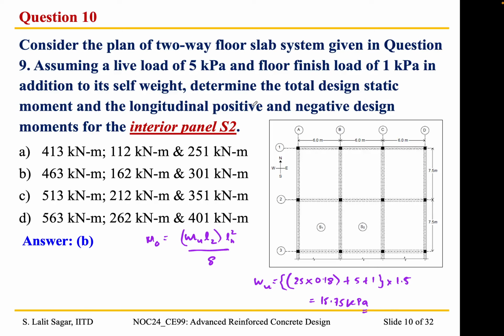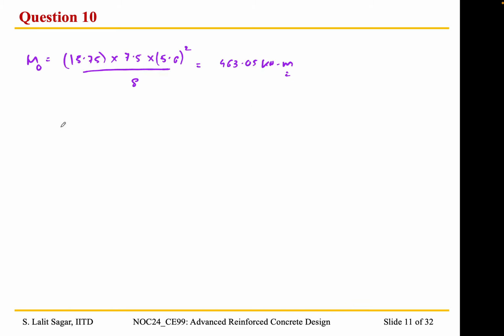Now how do you determine the longitudinal positive and negative design moment? These are simply given by the following. I will perhaps take a different color now. For the interior panel, this is the distribution that you can expect. At the ends it is 0.65 M naught, and at the center it is 0.35.